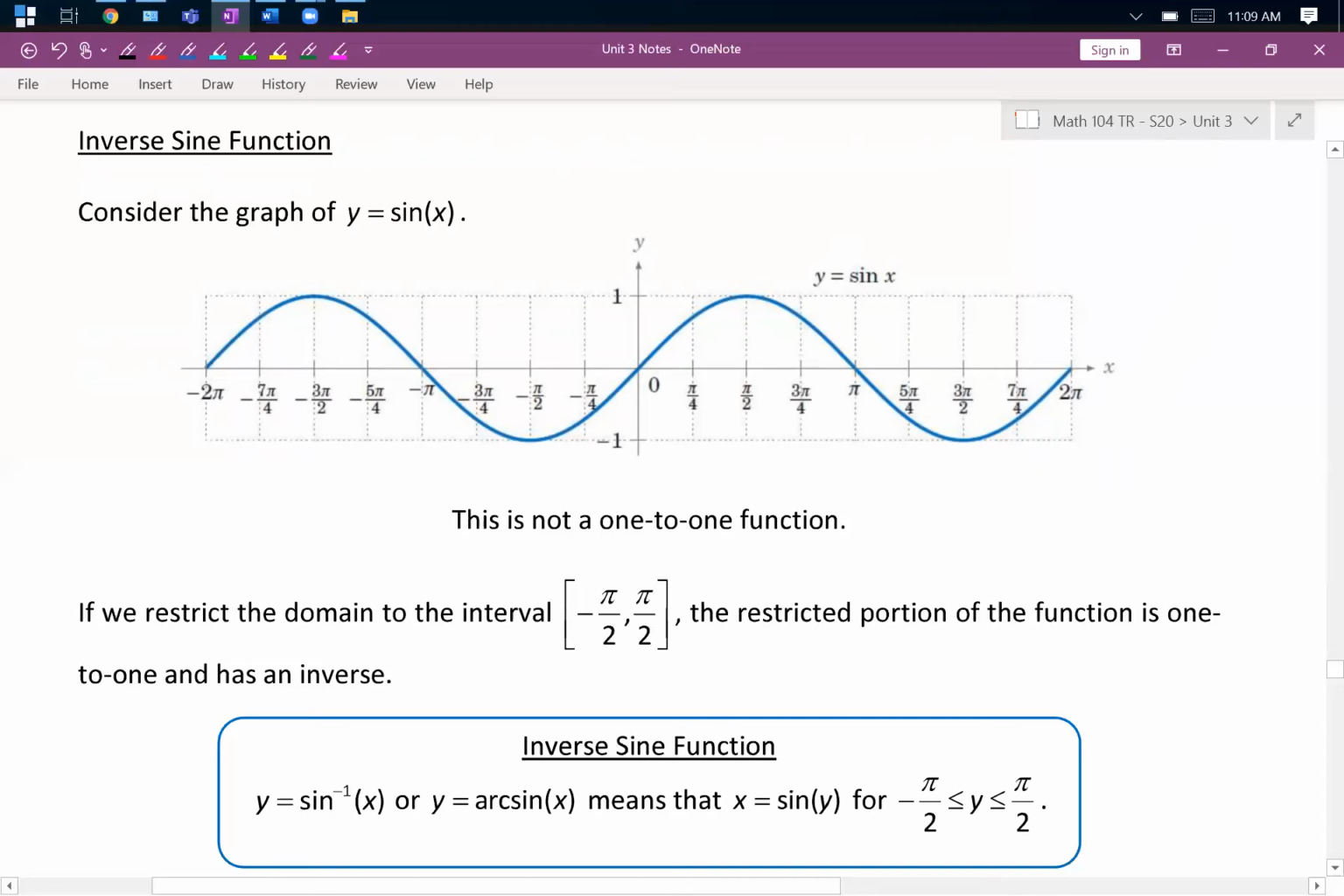Definitely not one-to-one because it fails the horizontal line test. So what we're going to do is restrict the domain of this function. We're basically going to select a portion as close to the origin as we can that is one-to-one. So if I just take this piece from negative pi over 2 to pi over 2, it is going to pass both the horizontal and vertical line test.